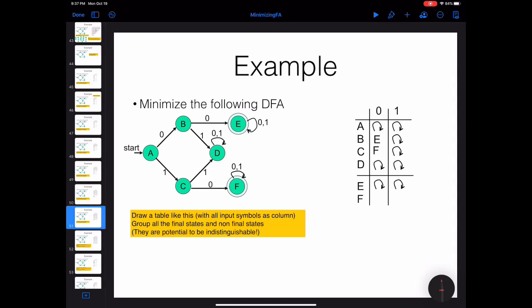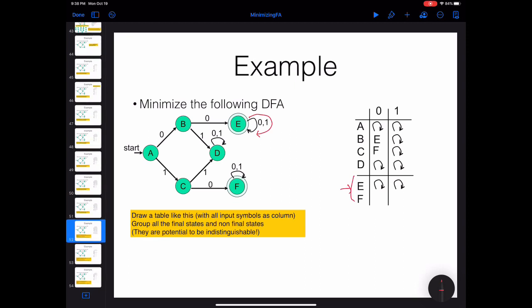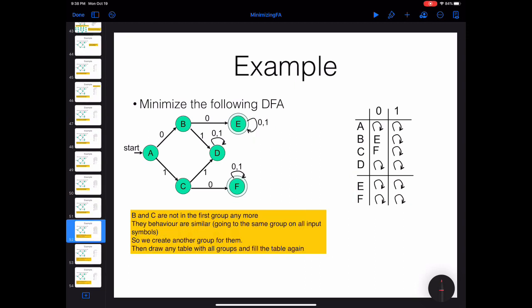Let's check the second group. From E, with seeing a 0 or 1, you are going to stay in the same group, right? You are actually staying at E, which is in the group that you have E. And for F, you are also going to stay in the same group. So I'm done with filling the whole table here. What I have learned here is that for this group, the behavior of all of the rows is going to be the same. So I'm not going to touch this.